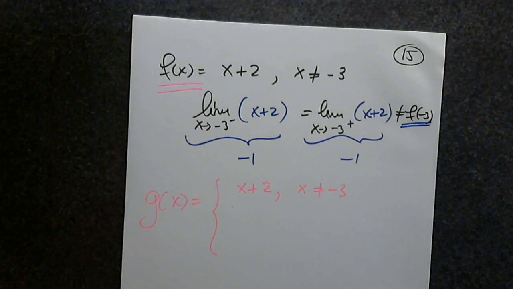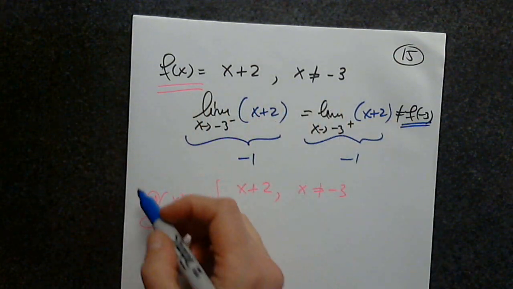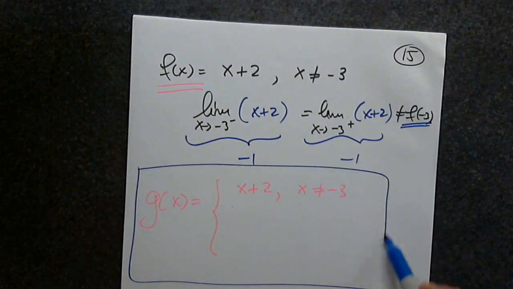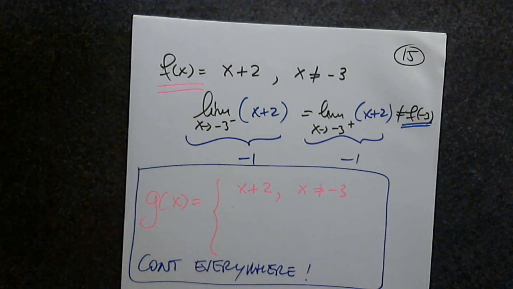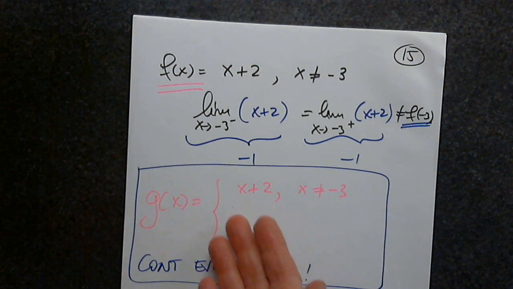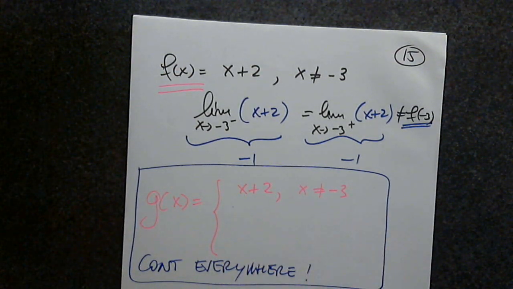And what change will you make in order to make this function continuous? This one is not continuous at negative 3. But I would like this function to be continuous everywhere. So you have another option here. You're given a second option. What will you say or do or write?